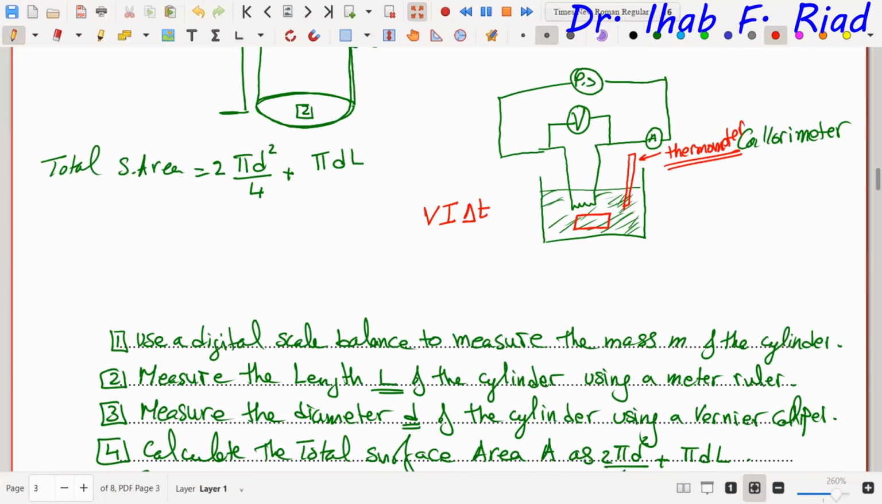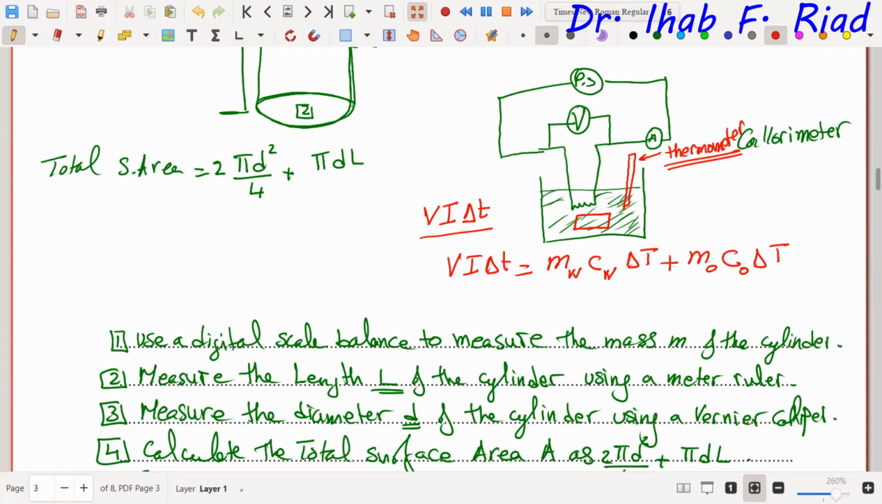It is VI times delta T. This is the amount of energy given out by the heating element to the water and the object. Then this one is going to be mass of water, specific heat of water, delta T of the water plus mass of the object, specific heat of the object, and the temperature change in the object, right?